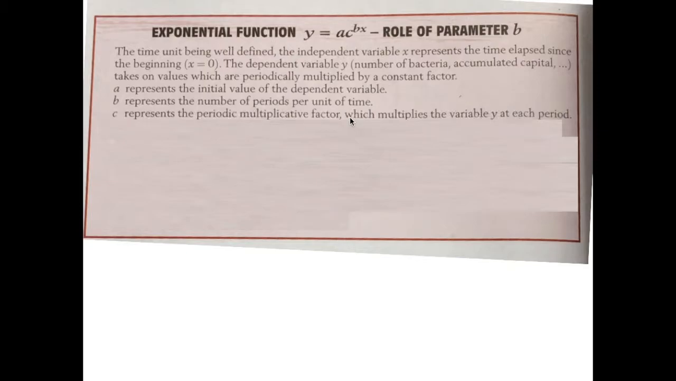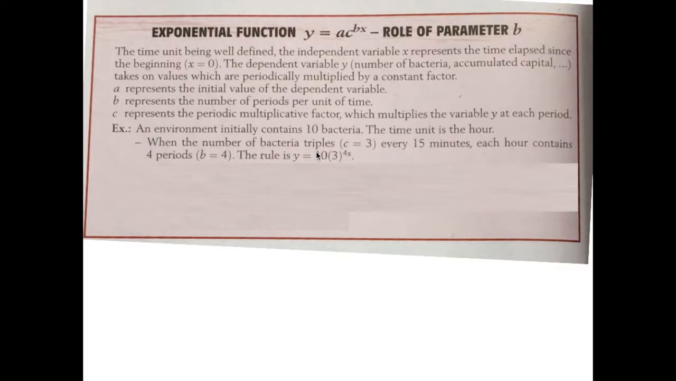Okay, is it doubling? So C is 2. If it's tripling, C is 3. If it's halving, C is a half. Okay, which multiplies the variable y at each period. An example, an environment initially contains 10 bacteria. The time unit is the hour. When the number of bacteria triples every 15 minutes, okay, that means we're going to have 4 time periods in the hour. So the period is 15 minutes out of an hour, which is 0.25. Each hour contains 4 periods. B is equal to 4. The rule is y is equal to 10 times 3 to the power of 4x.